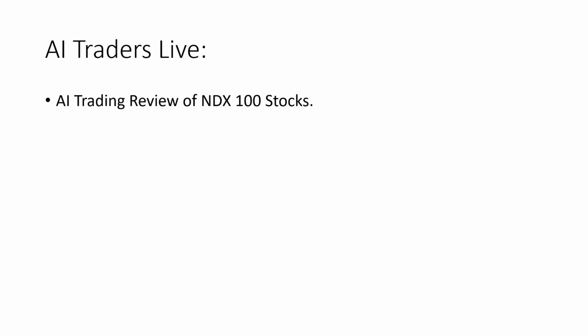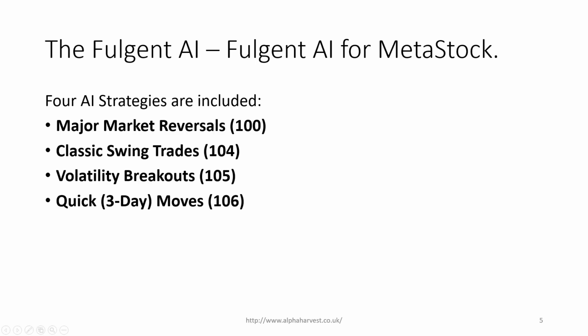Today's AI Traders Live show, we're going to be looking at Nasdaq 100 index constituents, and we'll use 4 artificial intelligence scanning engines, or algorithms, if you want to call it that: major market reversals, classic swing trades, volatility breakouts, and quick moves. Now, the background, we're using a Fulgent AI.